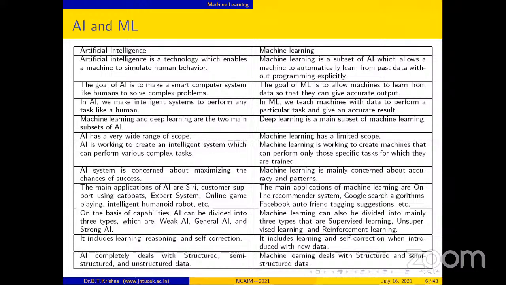Whereas machine learning deals only with semi-structured data and structured data. It should have quantitative information only. The input data should be clearly defined. These are the differences between artificial intelligence and machine learning.